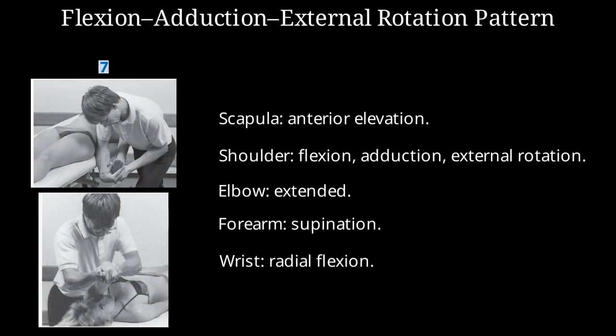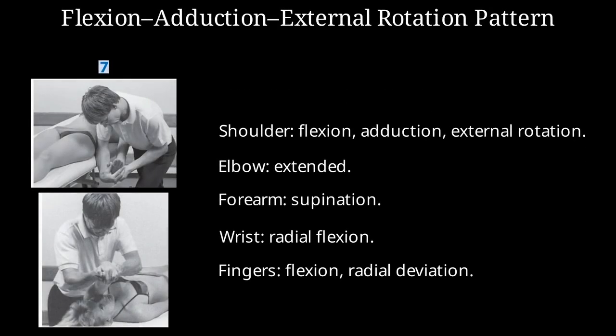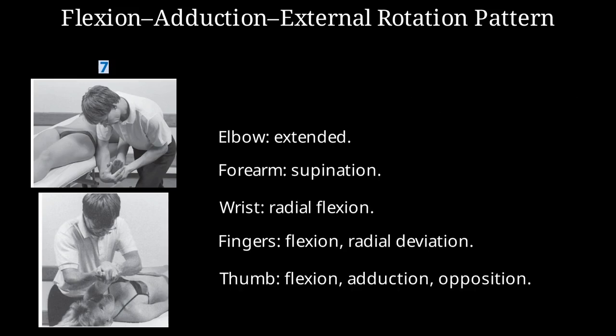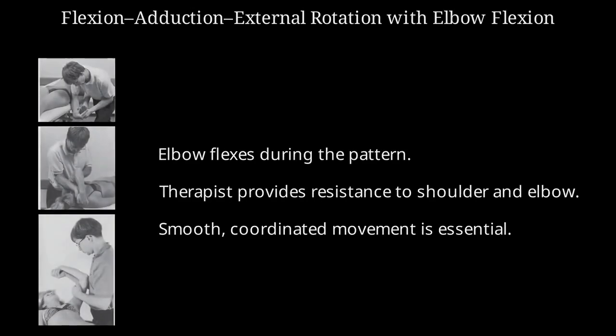This pattern involves anterior elevation of the scapula, flexion, adduction, and external rotation of the shoulder, with the elbow extended, forearm supinated, wrist in radial flexion, fingers flexed, and thumb in opposition. Proper grip and resistance are essential for effective movement. In this variation, the elbow flexes as the shoulder and wrist move through the pattern. The therapist provides resistance to both shoulder and elbow, ensuring smooth and coordinated movement.